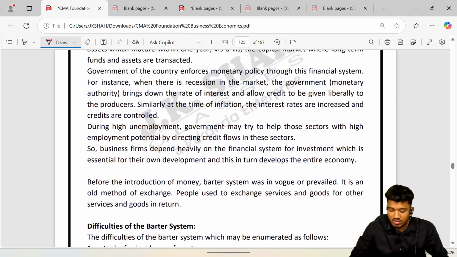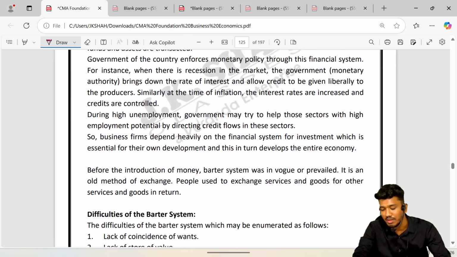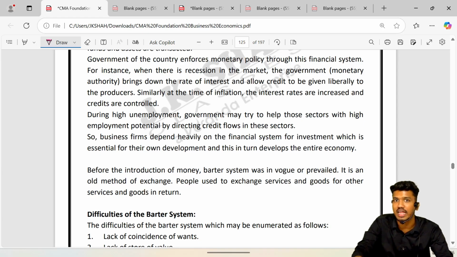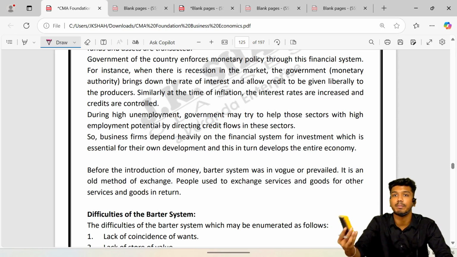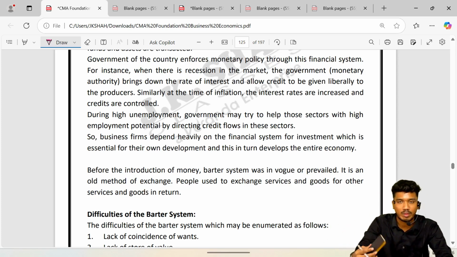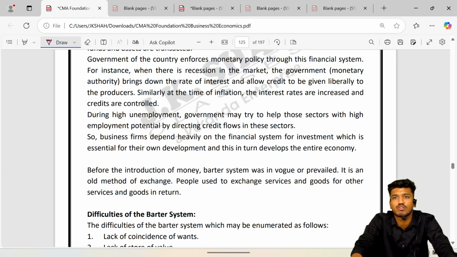Previously, before the evolution of money, there existed something called the barter system. If I wanted to purchase something, I had to give something in return; barter was goods for goods. Due to the barter system, many difficulties arose. Transactions were not smooth, the reason being lack of double coincidence of wants. There were many difficulties, such as lack of a measure of value and store of value.